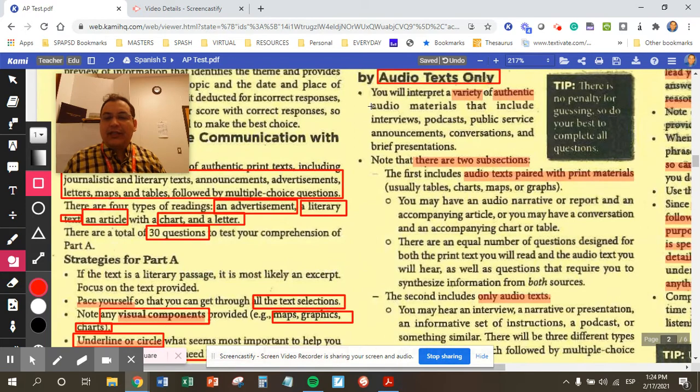You will interpret a variety of authentic audio. What do we mean with authentic? It's from a particular country that speaks Spanish. It's not going to be something that has been modified for you as a learner of the language, but it's going to be just a normal text from that country. So that can be challenging sometimes because they're not going to slow down the speed at all.